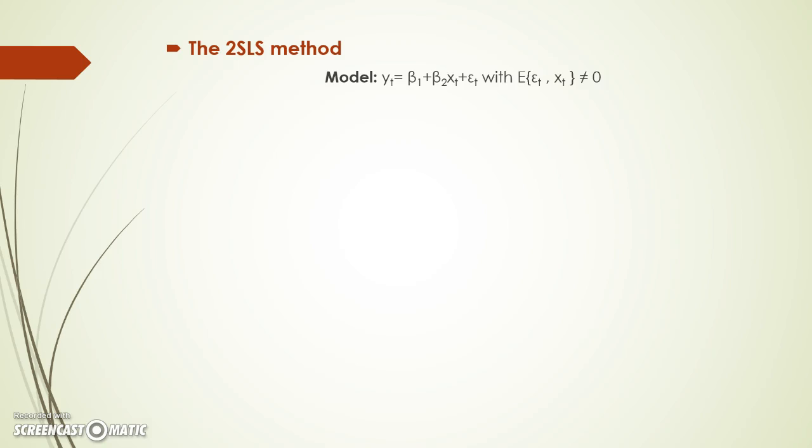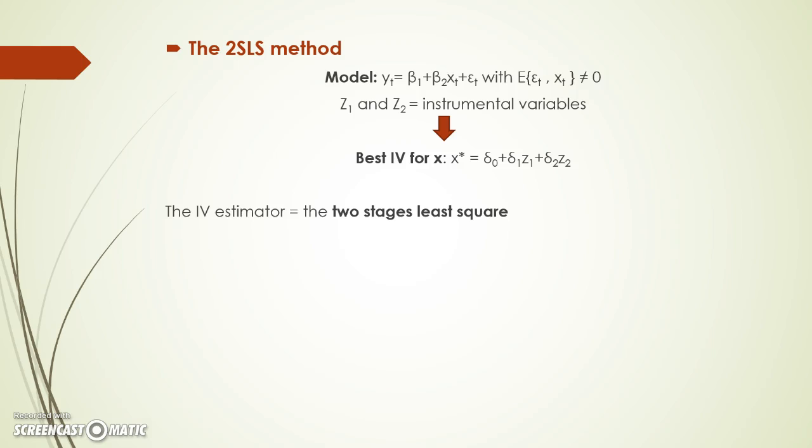The 2SLS method is in continuity with the previous one. Sometimes there could be several instruments for the endogenous variable, and to find the best for x, we choose a linear combination that is the most likely correlated with it. The estimator is called the two-stage least squares.